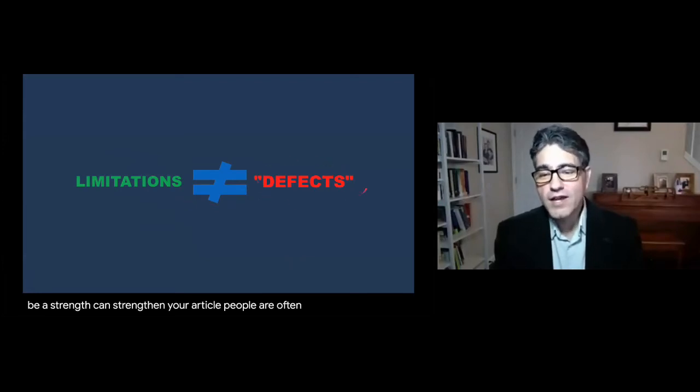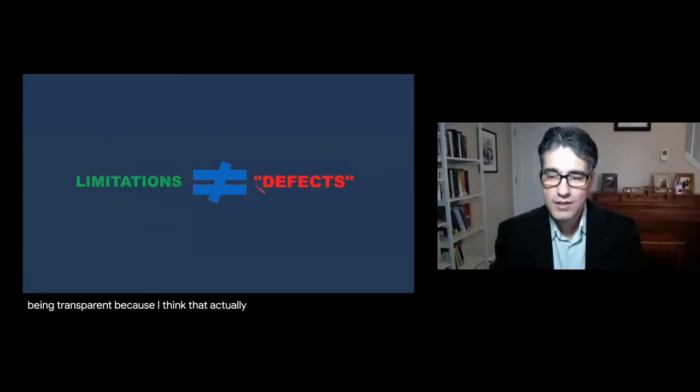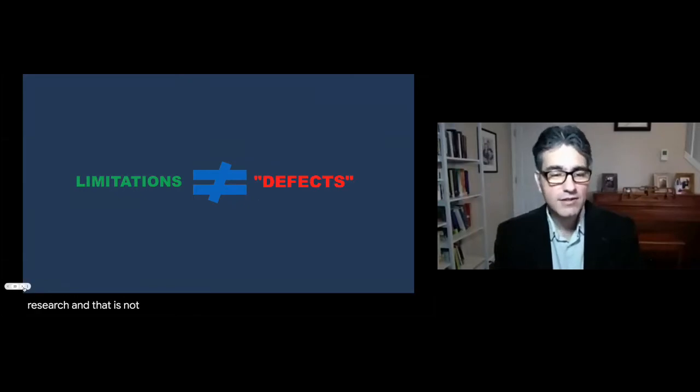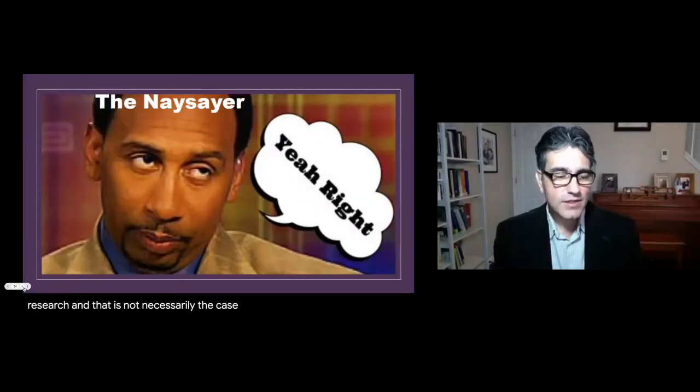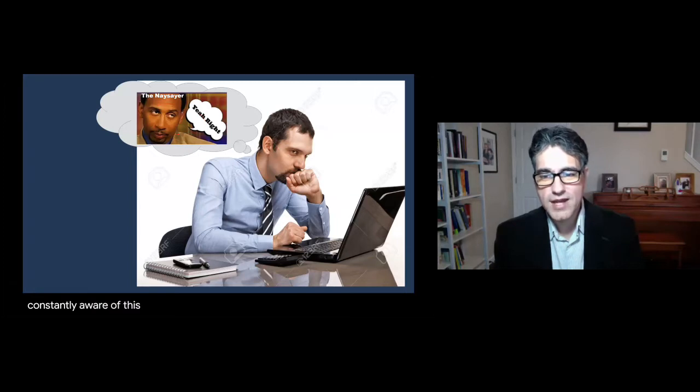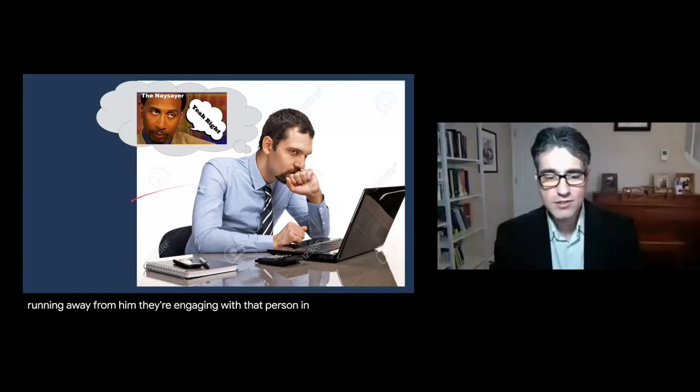People are often afraid of being transparent because they think that actually weakens the article and your research, and that is not necessarily the case. So you always have to be aware of this naysayer when you're writing. He's always there. And good writers, they are constantly aware of this person as they're writing. They're not running away from him. They're engaging with that person in a strategic way.